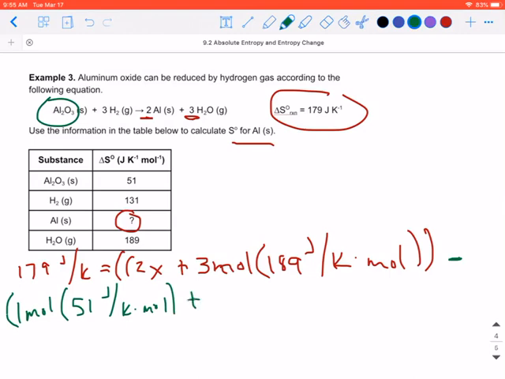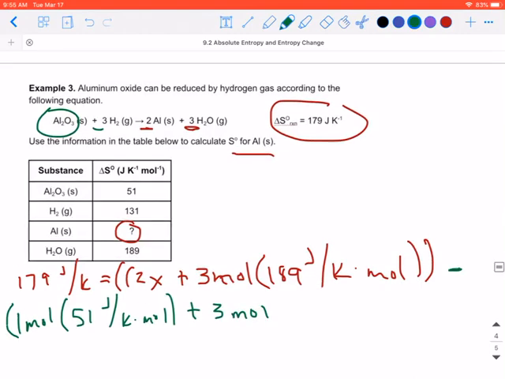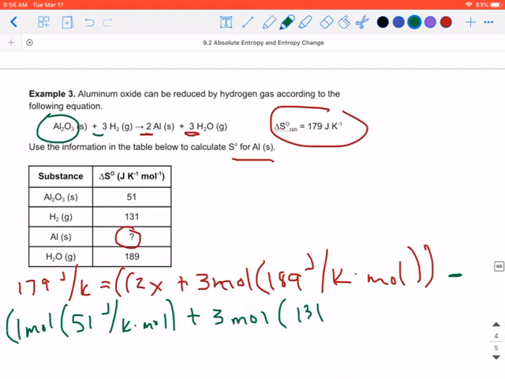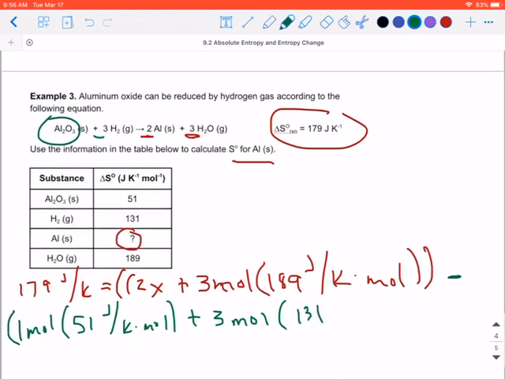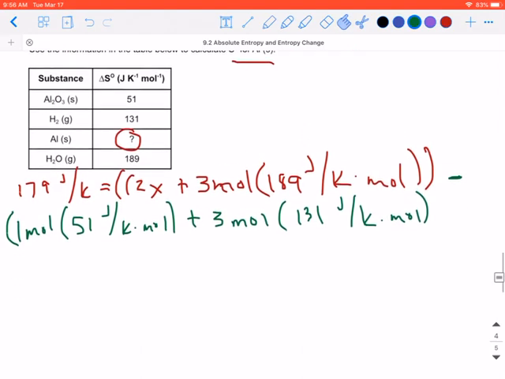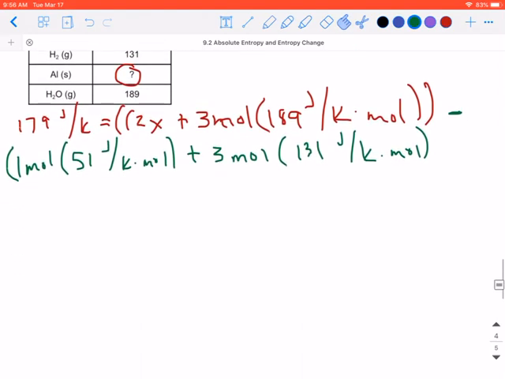plus, let's see, 3 moles of H2, and the change in standard entropy of H2 is 131 joules per Kelvin times moles. Okay, so now that we have our equation all filled out, we can start solving.